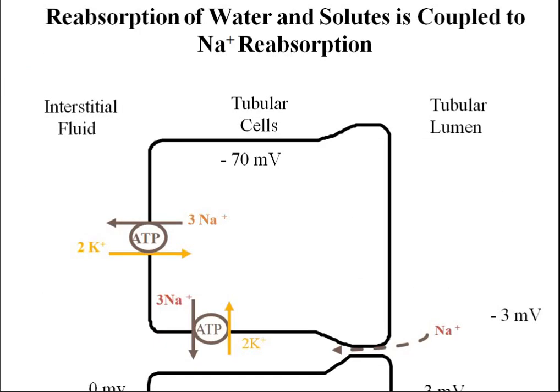Now this diagram is again showing the reabsorption of water and solutes, and mainly all these are coupled to sodium reabsorption. So we have seen till now that the main substance which is causing the reabsorption of all other substances is the sodium. And why? Because the most effective pump functioning in the cell is the sodium potassium ATPase pump, and because of its functioning, a lot of things are taking place.